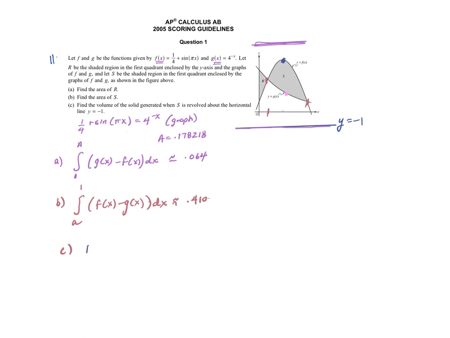So we're going to get pi, a to 1, so I'm going to do the curve, so f of x minus negative 1 squared, and then g of x minus negative 1 squared. Obviously, you could put plus 1, but I'm just trying to show all my steps here, so 4.559.